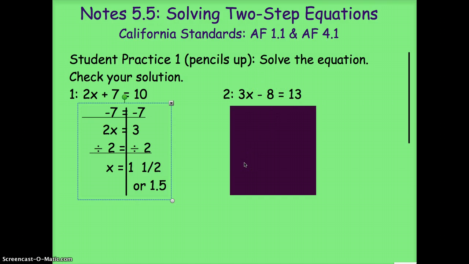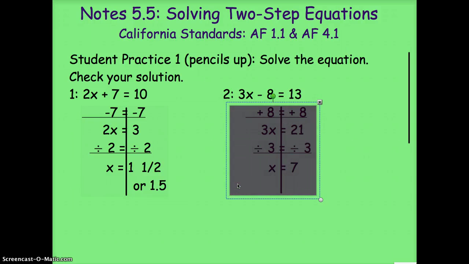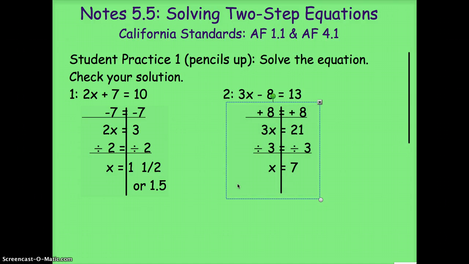So the opposite of subtracting 8, since we're doing inverse operations, we're doing the reverse order of operations. We need to add 8 to both sides, leaving us with 3x equals 21. Divide each side by 3, and we end up with x equals 7. Make sure you do also check both solutions by plugging them back in for the x and solving.